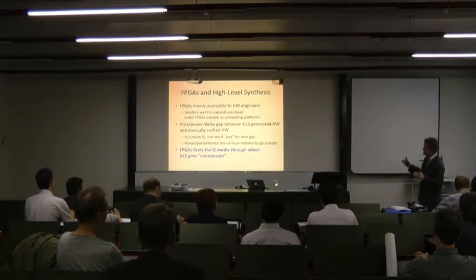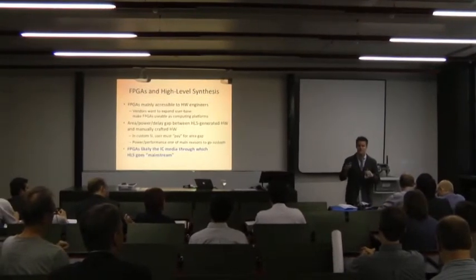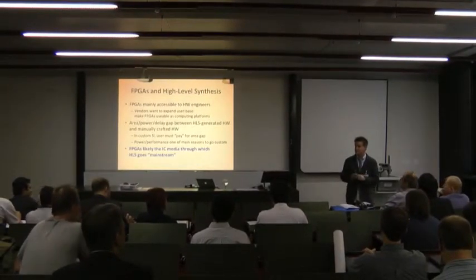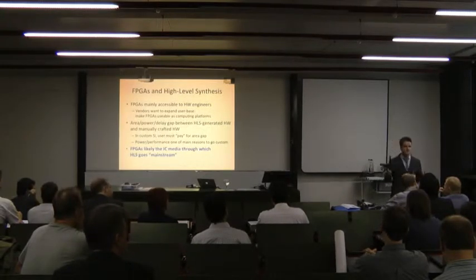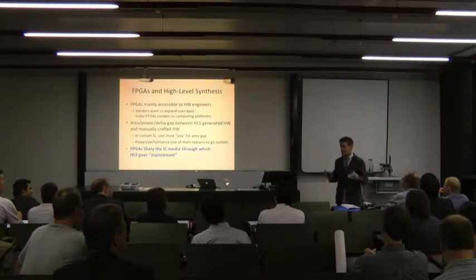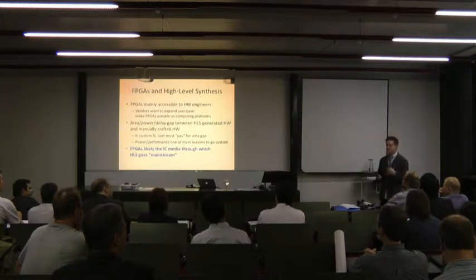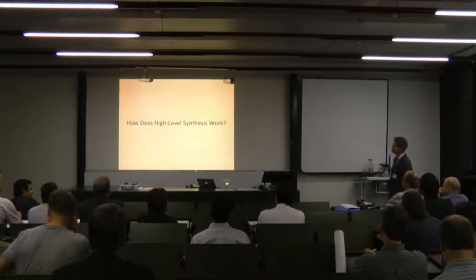Now, if you're going to custom silicon, you have to pay for every transistor, you have to pay for testing every transistor. So if there's an area gap, if you're using more transistors, that's more costly. On the other hand, if FPGAs is your target, as long as your design fits in the device, it's probably okay, as long as you don't have to, say, bump up to the next family member. Not only that, power and speed is one of the reasons you want to go to custom silicon to begin with. If you need the highest speed or lowest power, you can go to custom silicon. So for these reasons, I think FPGAs are likely the IC media through which high-level synthesis goes mainstream.